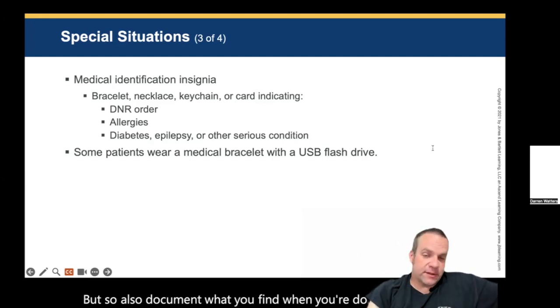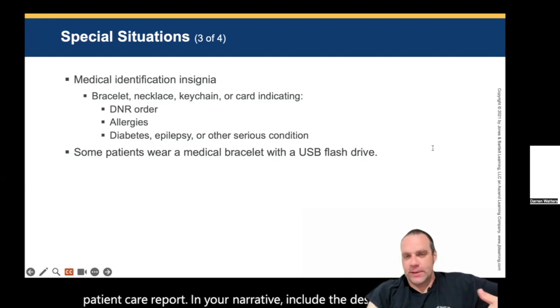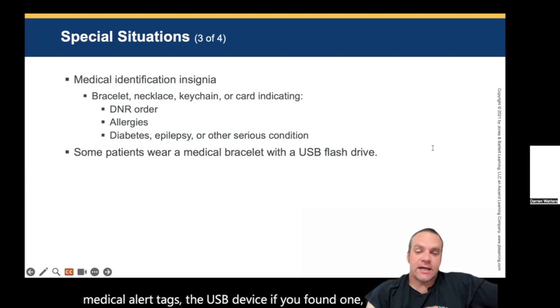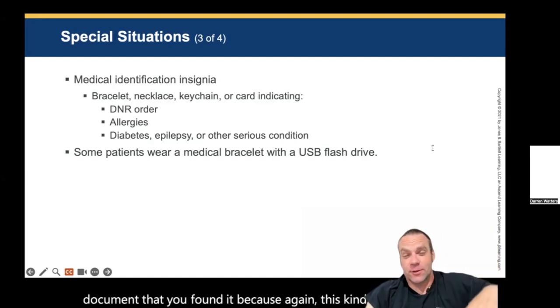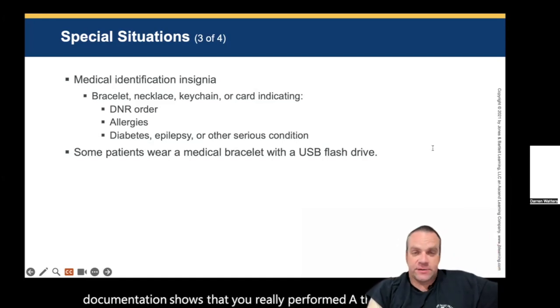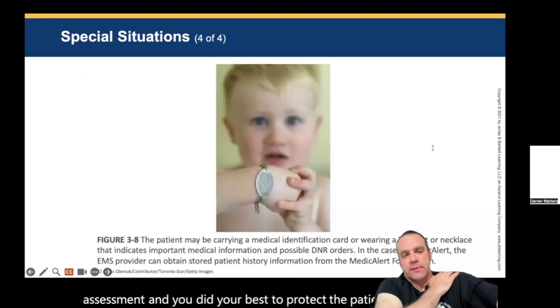Also document what you find when you're doing your patient care report in your narrative. Include the description of the medical alert tags, the USB device if you found one. Even if it didn't change how you treated the patient, still document that you found it. Because this kind of documentation shows that you performed a thorough assessment and did your best to protect the patient and treat them.